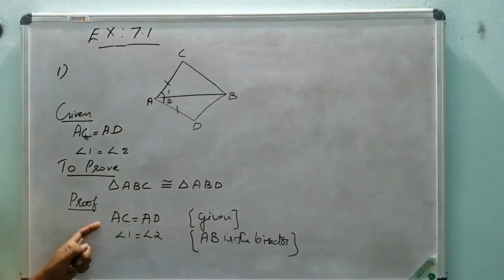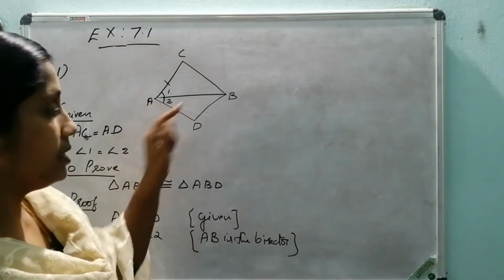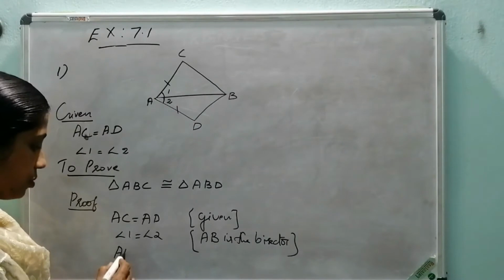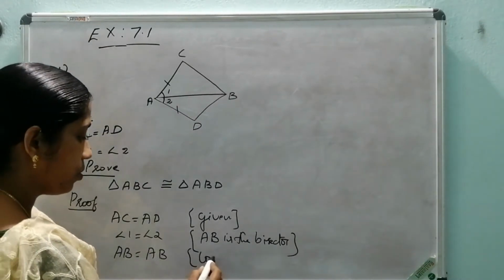Then one angle and one side are equal. Then look at this, AB is common in both triangles. So we can write there AB is equal to AB. Reason: common.